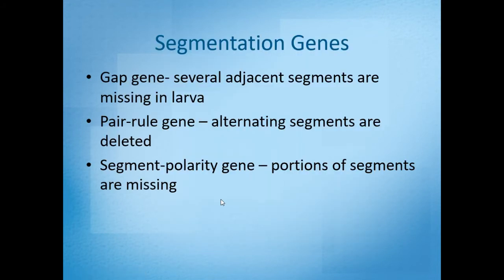Segmentation genes. You have a gap gene, which is several adjacent segments that are missing in the larva. The pair rule gene is alternating segments are deleted, and segment polarity gene, there are portions of the segment missing. So these are things that can potentially go wrong when the fly is developing.